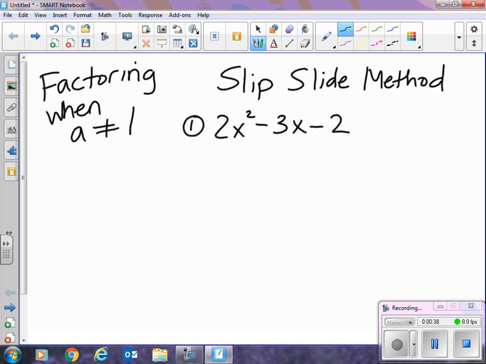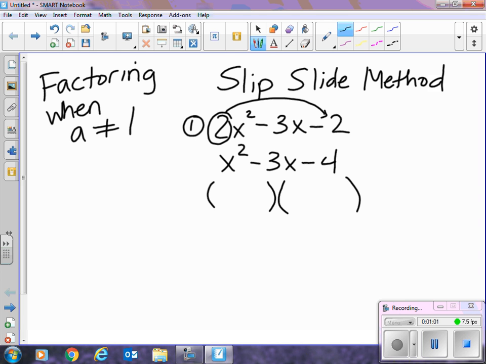Okay, so when our a value is not a 1, we have to take the leading coefficient and multiply it times the constant, so a times c, and rewrite it so you end up with x squared minus 3x minus 4. Gives you a new trinomial. Oh, sorry, not 6, 4. Okay, so 2 times 2 is 4. Once you get to this new trinomial, your a value is 1. So you're going to go through and factor it based on the way we did before.